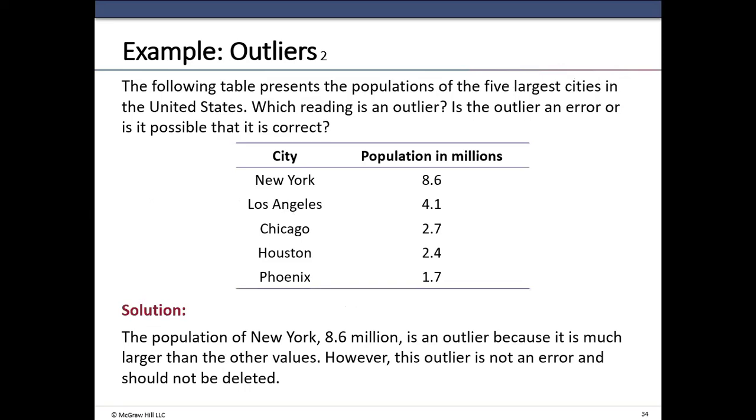The following table presents the population of the 5 largest cities in the United States. Which reading is an outlier? Okay. Notice except New York, all of them are 1.4s, 2s in this. So 8.6 is an outlier for New York.